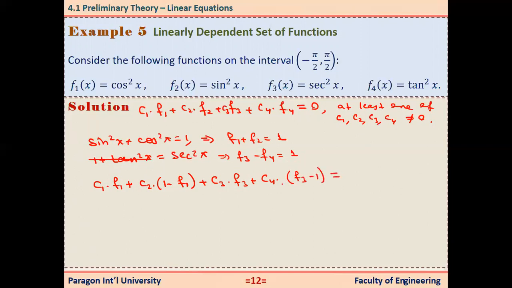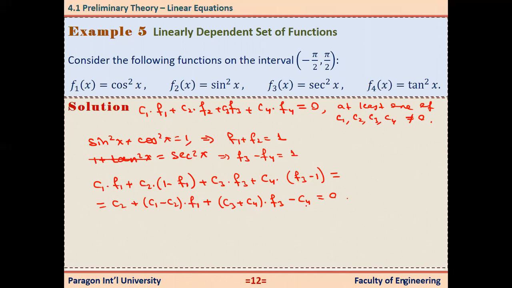So that is equal to, from here, C2, and here we have C1 minus C2 times F1. Plus, here we have negative C4, and F3 is a common factor, so we have C3 plus C4 times F3, and minus C4, is equal to 0.